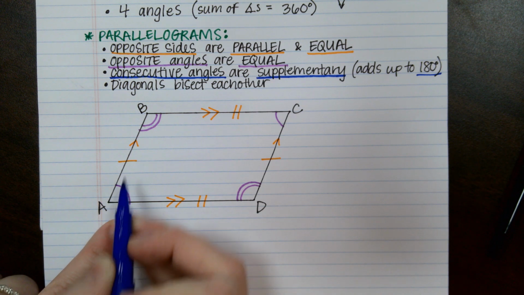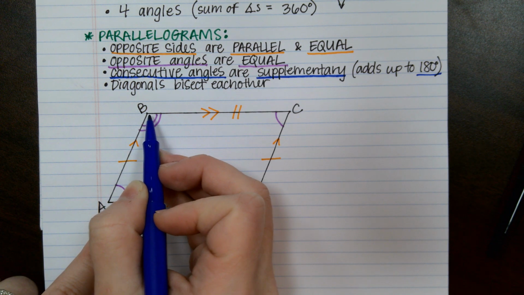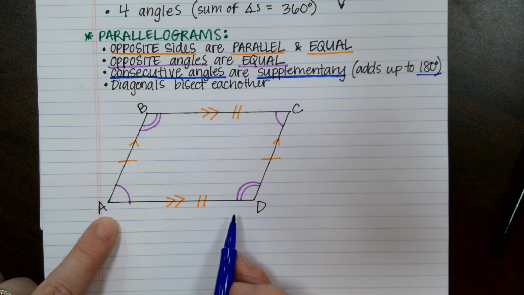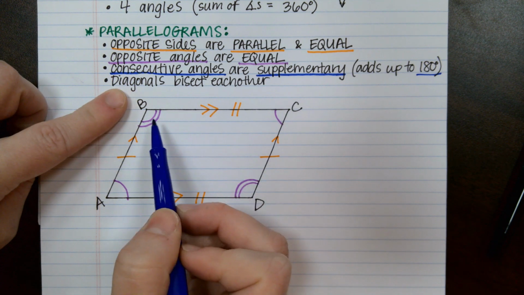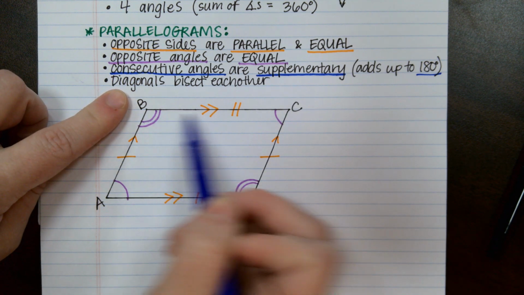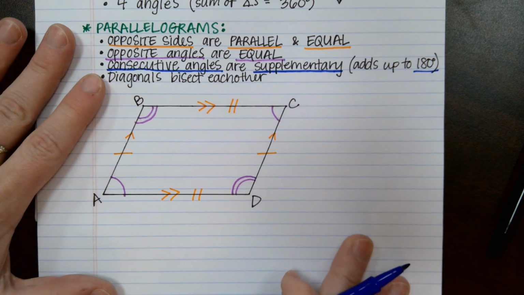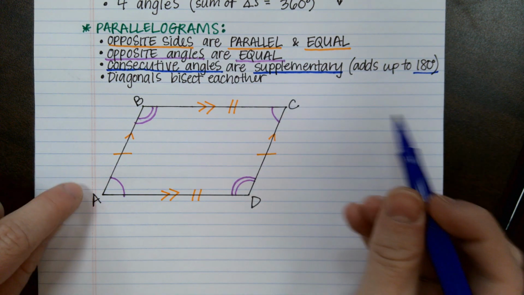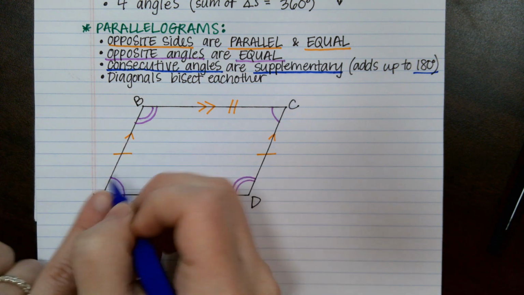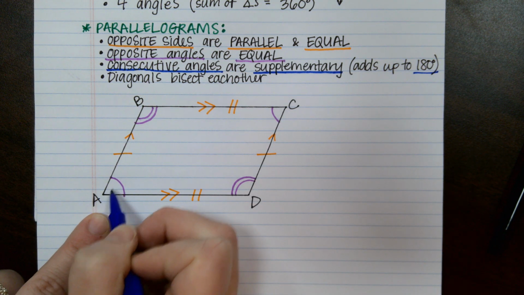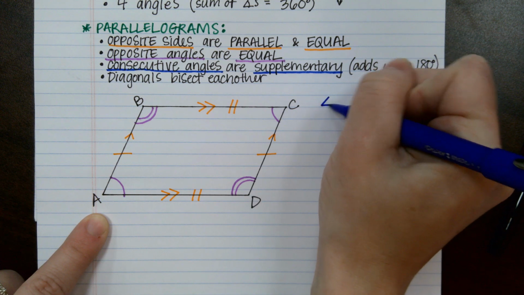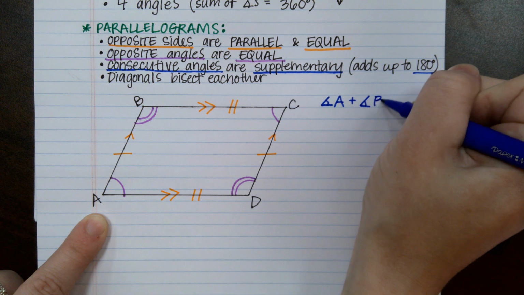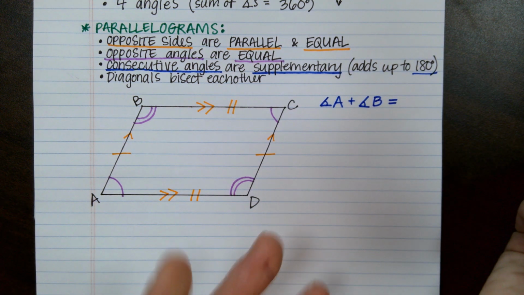I could either do A and B, those are consecutive. I could do A and D, those are consecutive because they're right next to each other. If I'm looking at B, I could do B and A. I could do B and C. So let's write out a few statements and make sure we understand. Supplementary means they add up to 180 degrees. So I'm going to give you the first example. I know that angle A plus angle B equals 180 degrees.